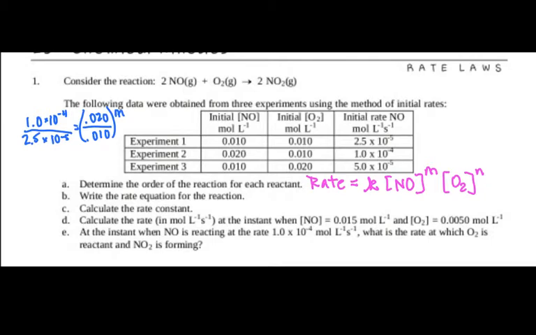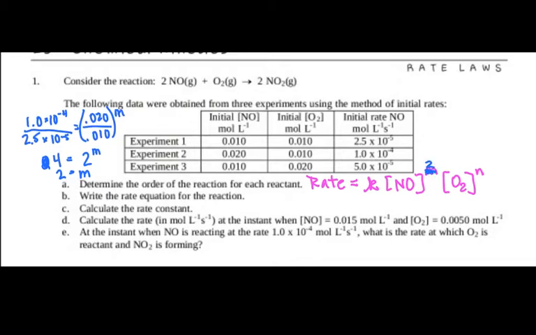When we simplify the left side, that is equal to 4. And then whenever we solve for the right side, that's equal to 2 raised to the nth power. So we know that our exponent is going to be equal to 2. So that means that our reaction order with respect to nitrogen monoxide is going to equal 2.